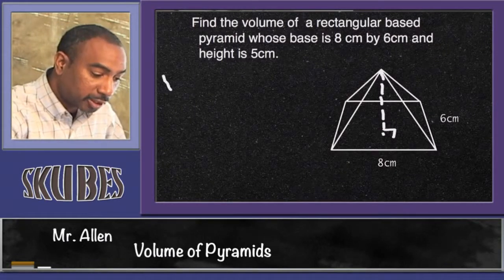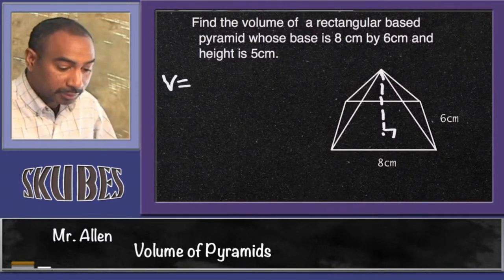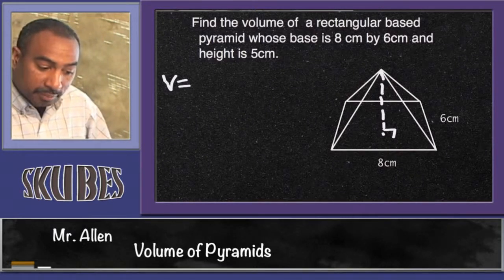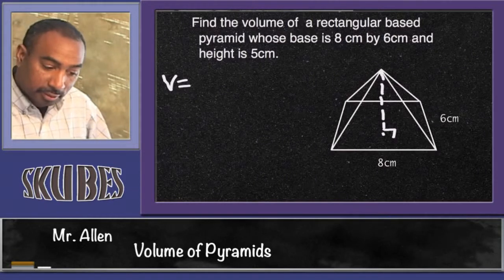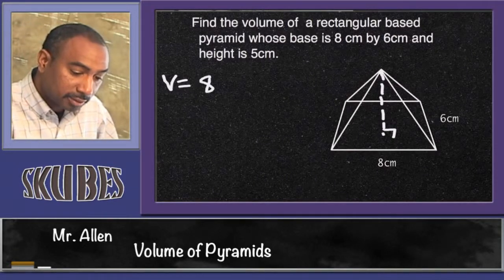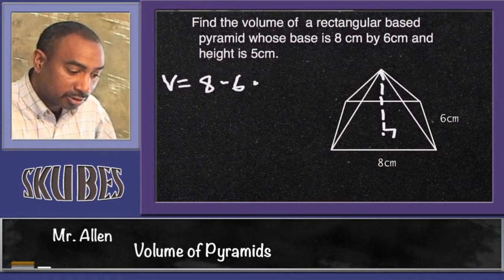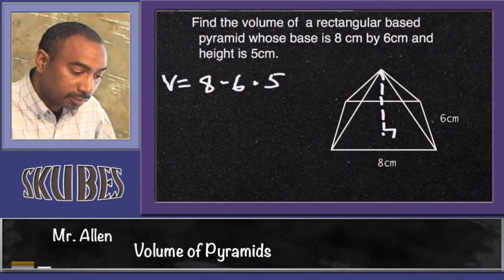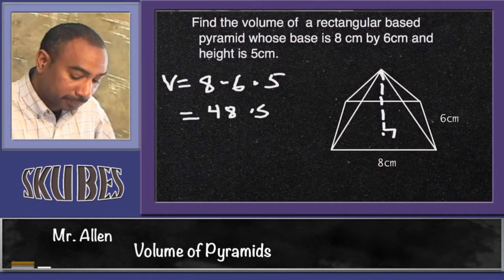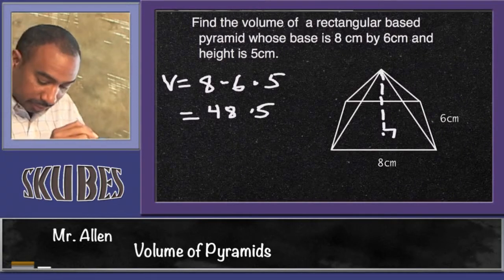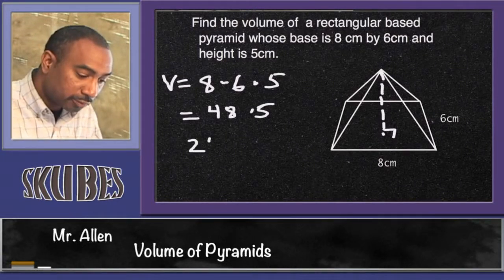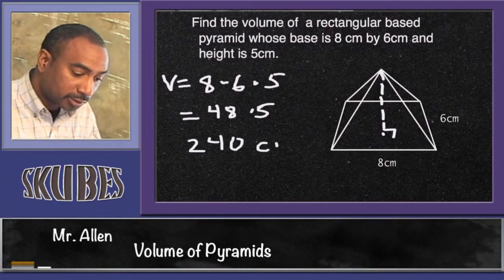So we know that the volume is going to equal 1/3, in this case, the length times the width. So it's going to be 1/3 times 8 times 6 times the height, which is 5. So you multiply these together, and what you're going to get is 80 cubic centimeters.